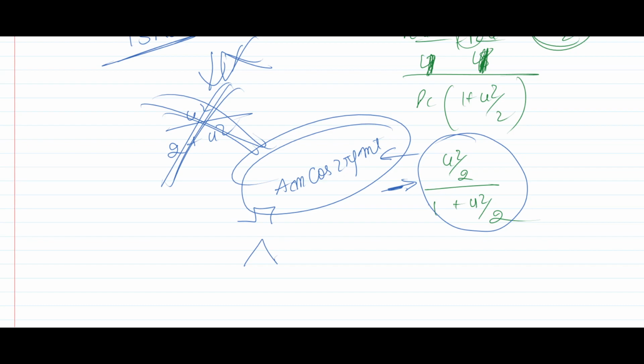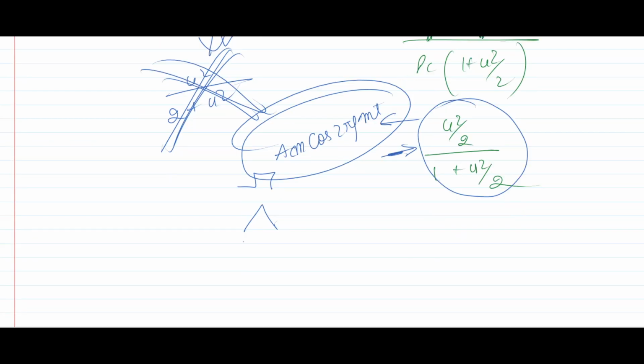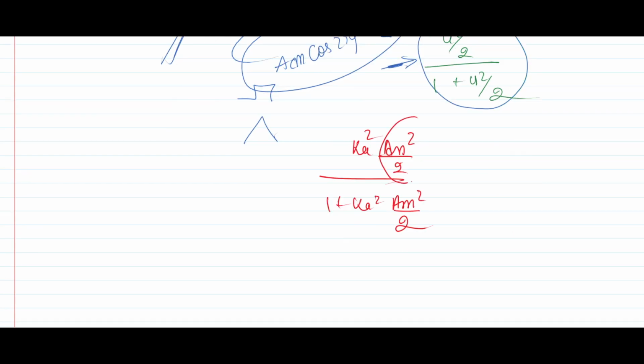So how do you solve this? I'll tell you a shortcut that you must remember, and all of the answers would be solved from that. Mu is ka into Am. So eta is ka square Am square by 2 divided by 1 plus ka square Am square by 2. Here Am square by 2 is the mean square value.